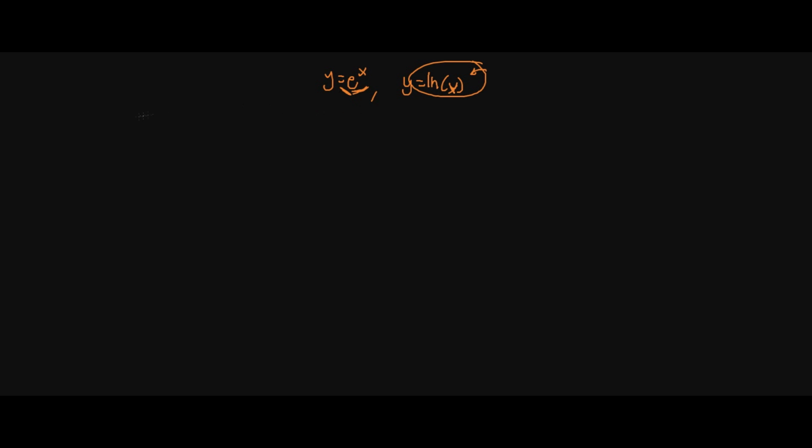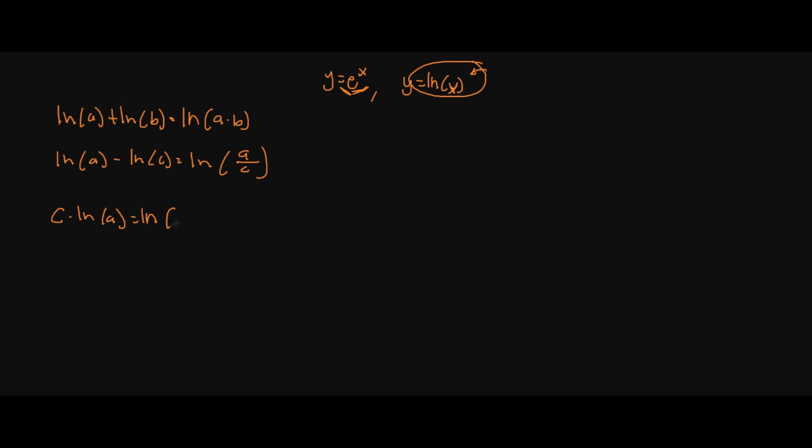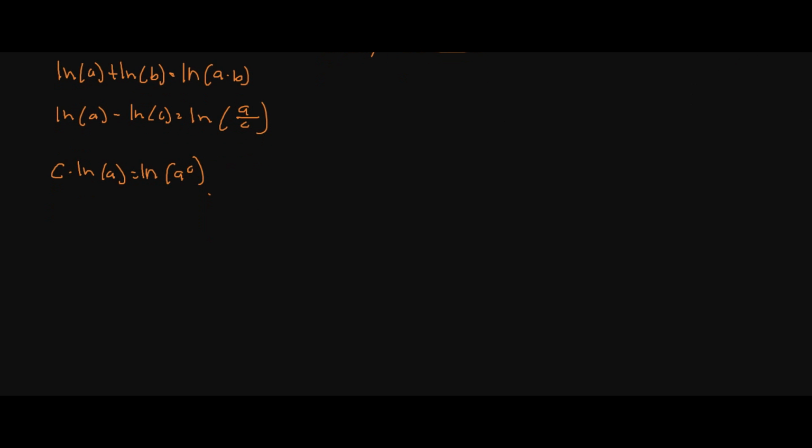So the logarithm properties still apply. If you have ln of a plus ln of b, that would be ln of a times b. And if I have ln of a minus ln of c, that's just ln of a divided by c. It does not matter, it's still the same because ln is a logarithm. It's just a special version for base e. And c times ln of a is just ln of a to the c. Same exact properties.